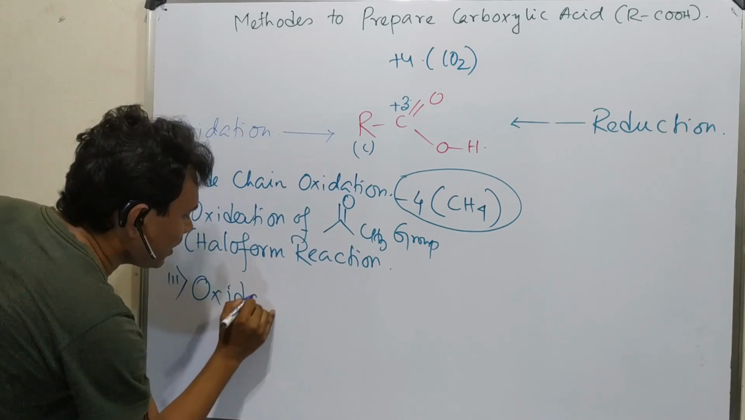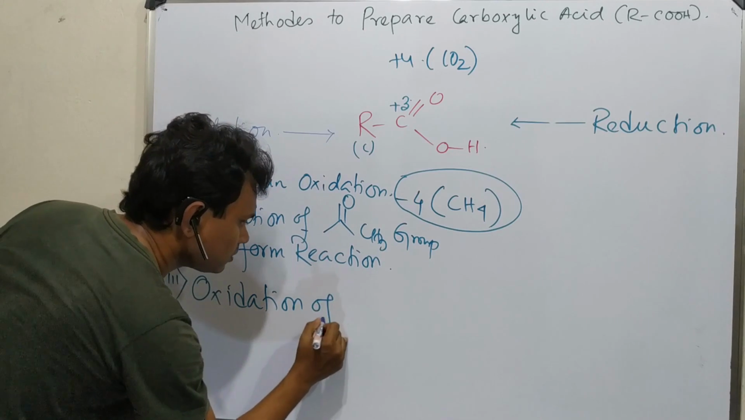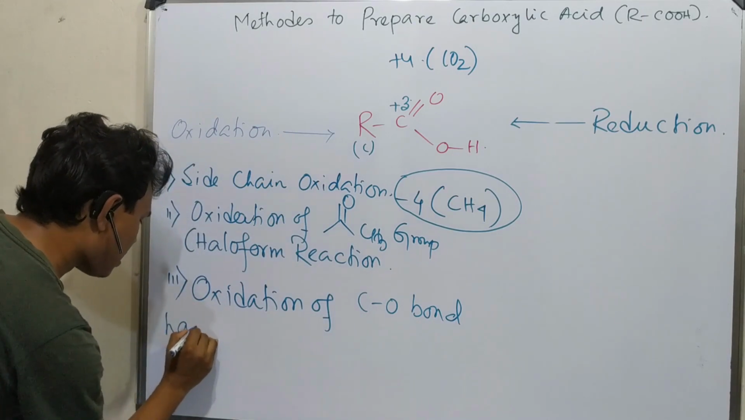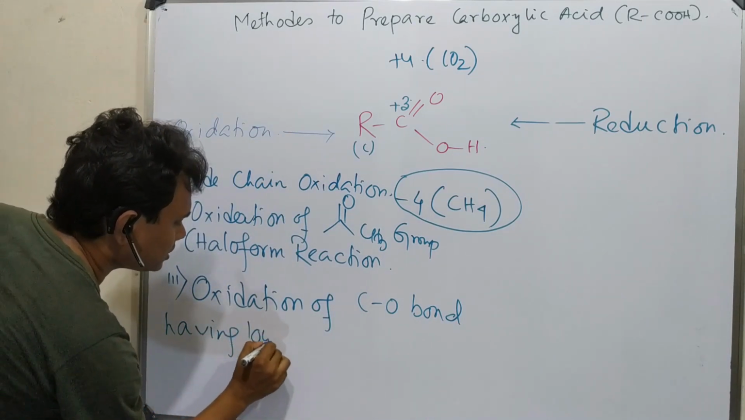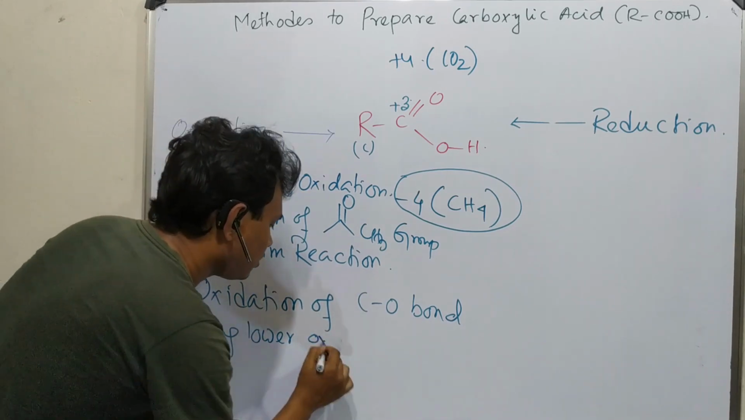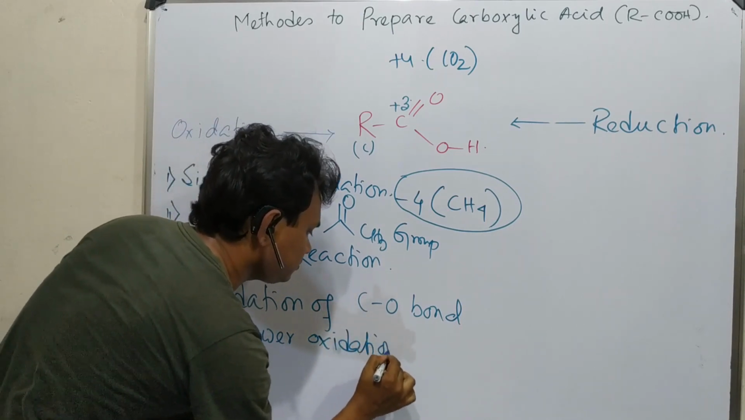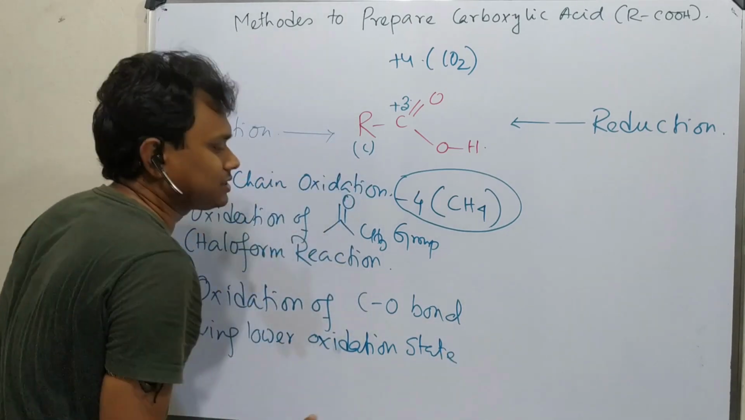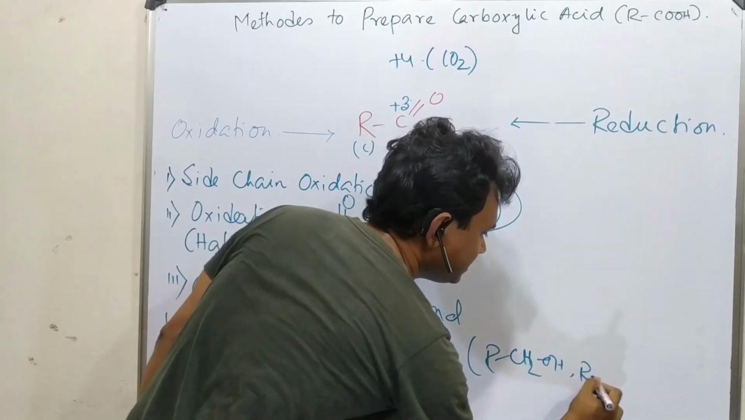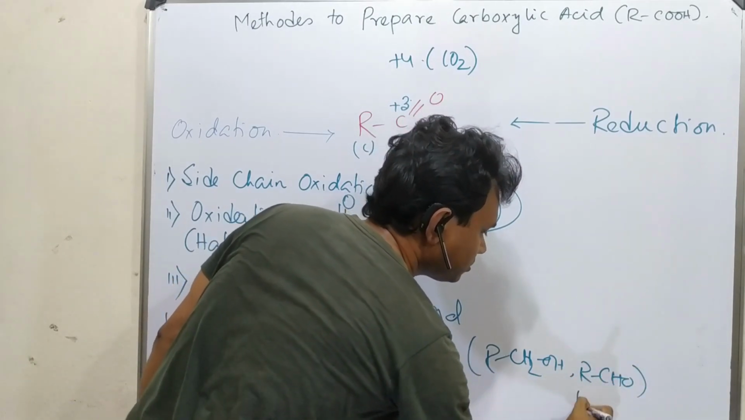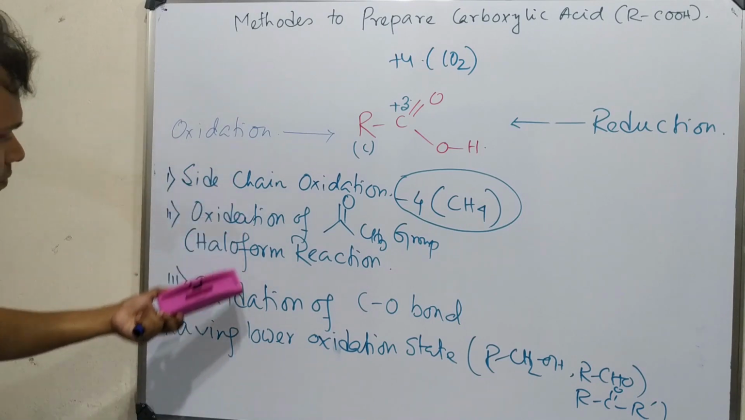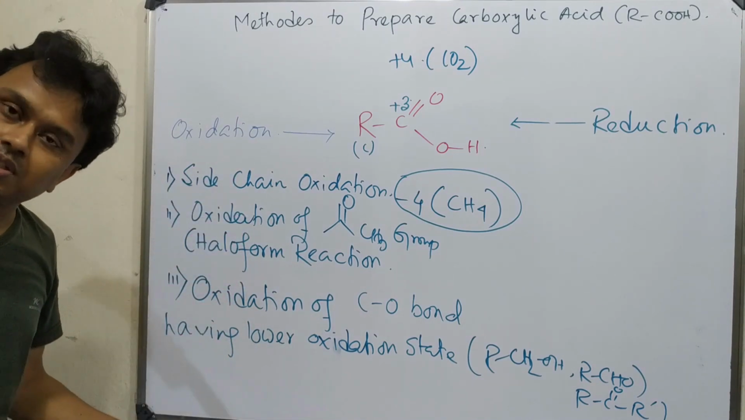Oxidation of the CO bond having lower oxidation state. What do I mean? Lower oxidation state. For example, you may consider alcohol, you may consider aldehyde, or ketone. These are lower oxidation states. Such types of processes could be oxidation.